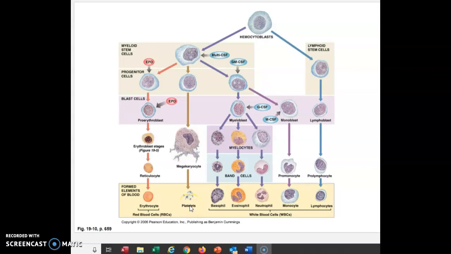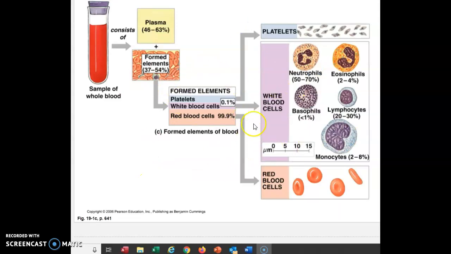So I would expect you to be able to look at this chart and answer questions about what the different blood cells were exposed to, what factor or hormone they were exposed to become what they became. And again, you don't have to memorize it, but you do need to know how to interpret this picture and answer questions about it.